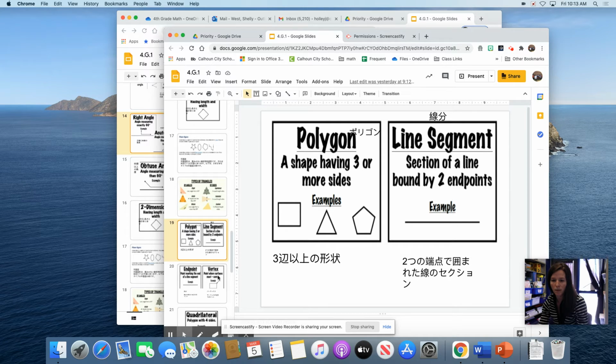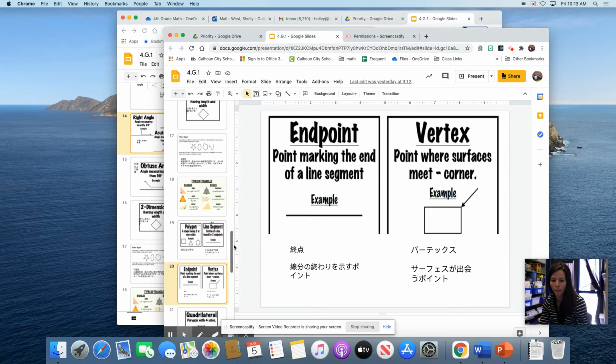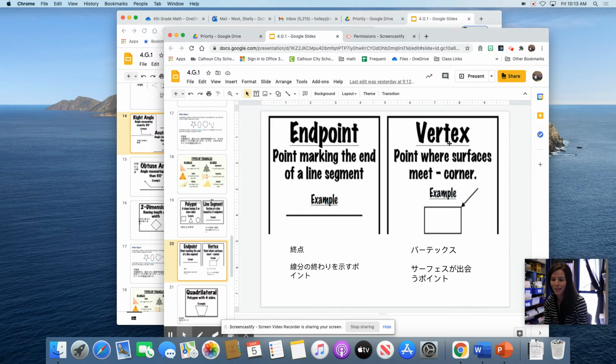So we already talked about a line segment and an endpoint. Now I said vertex, but we didn't talk about what that means. A vertex is a point where surfaces meet. So for example, where these two lines meet, that is a vertex. And then an endpoint is a point marking the end of a line segment. And I said a lot of times we might play Simon Says with geometry vocabulary, and they show it with a fist. So that shows that it has an endpoint.